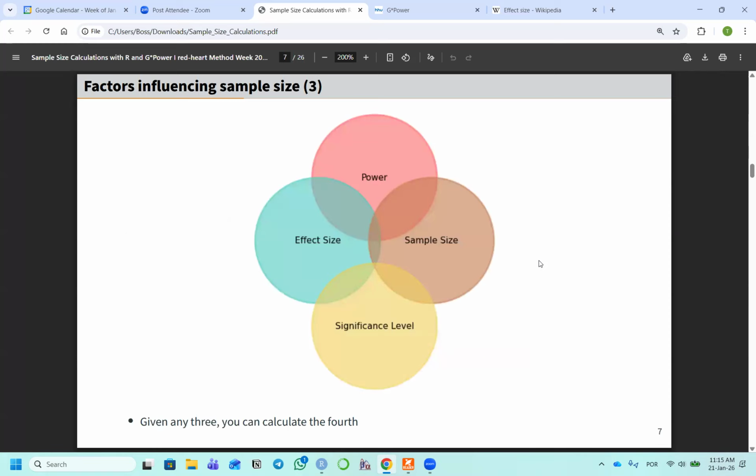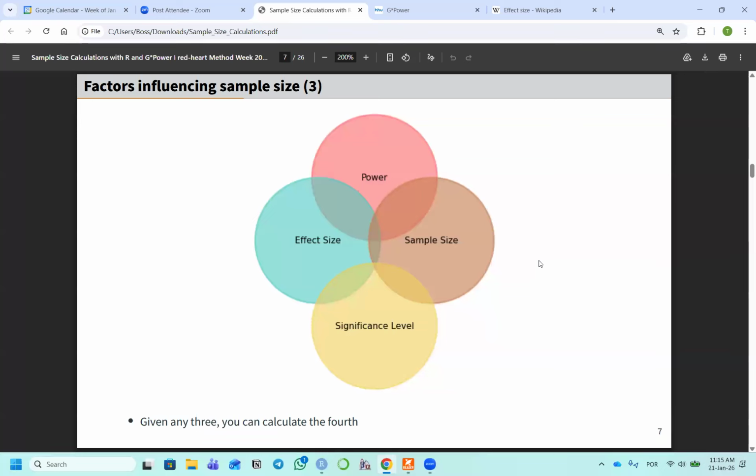So if I put all this stuff in one slide, we have power, sample size, significance level, and effect size. If I know three of these four, I can possibly calculate the other one. Most of the time, we stick to calculating power or maybe sample size.